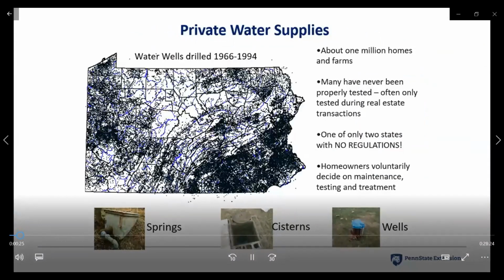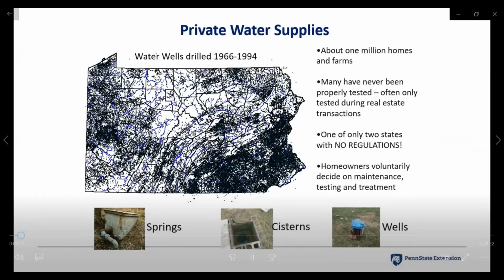And just a little bit of background on private water supplies in Pennsylvania. We have a lot of them. We have about 1 million homes and about 3 million people that use private water systems. So the map here just shows drilled wells that were drilled over about a 30-year period. So you can see lots of dots all over Pennsylvania where private wells were drilled. We find in our research that a lot of these have never been properly tested.